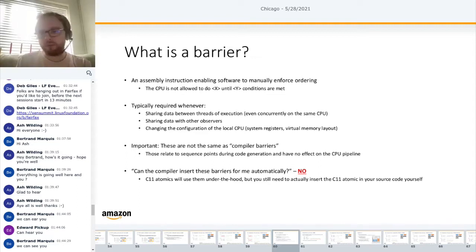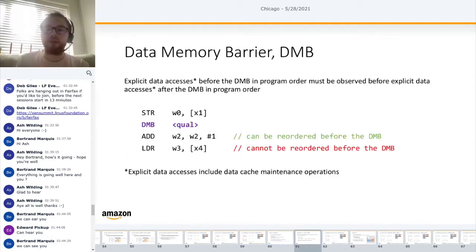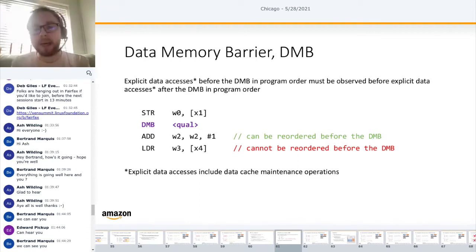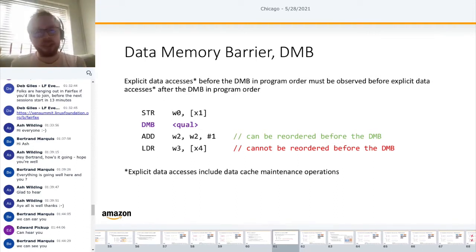Okay, so that's what a barrier is. Here's an example of an actual barrier. So this is the data memory barrier, or DMB. A DMB means that explicit data accesses before the DMB in program order must be observed before explicit data accesses after the DMB in program order.